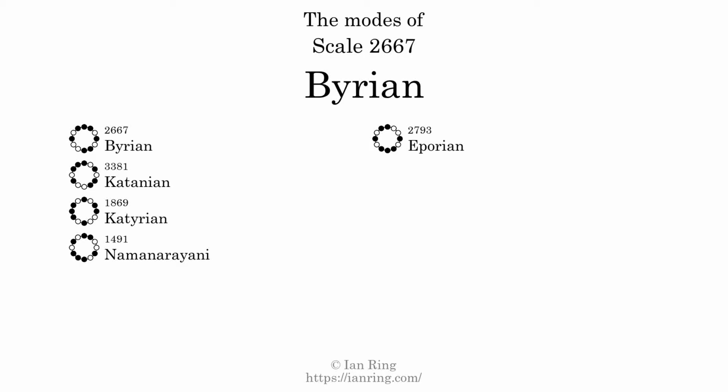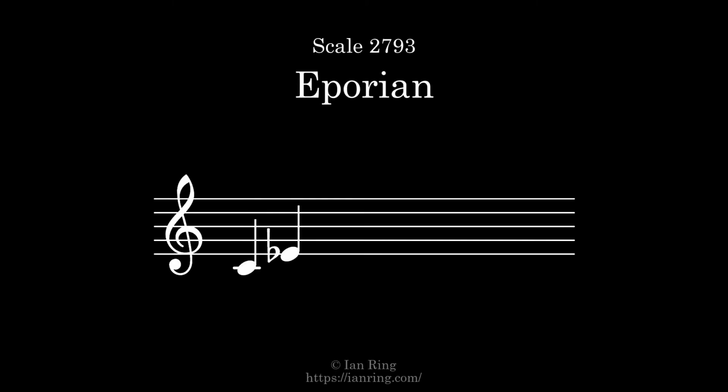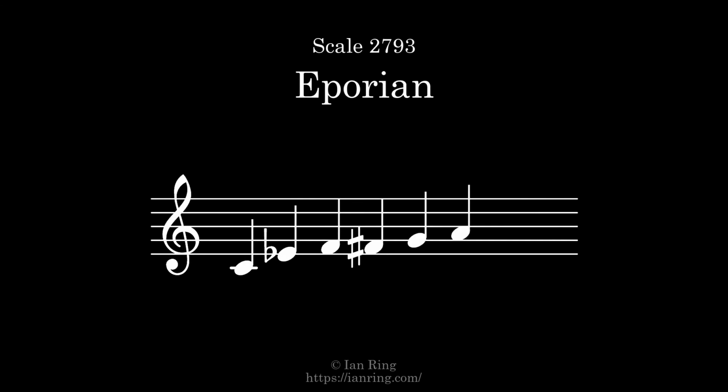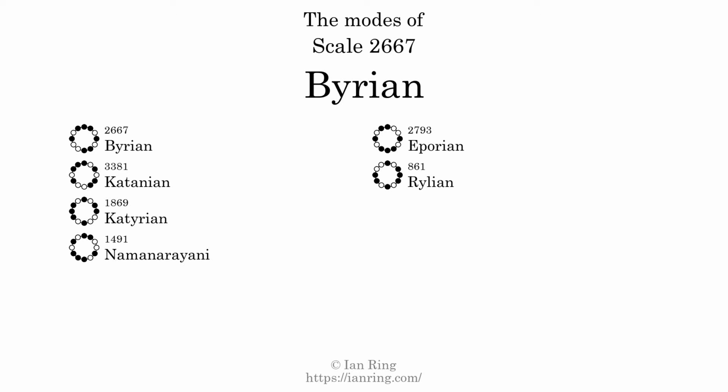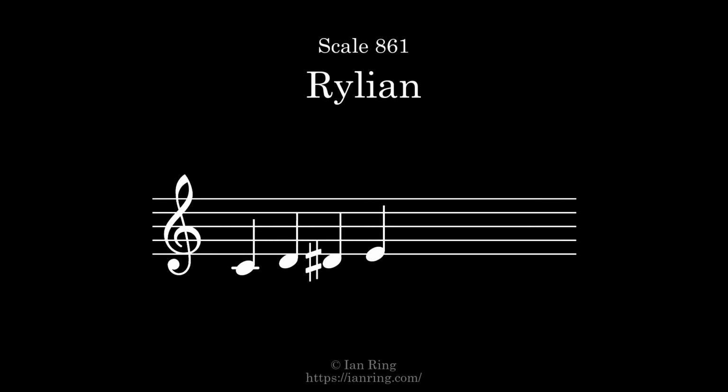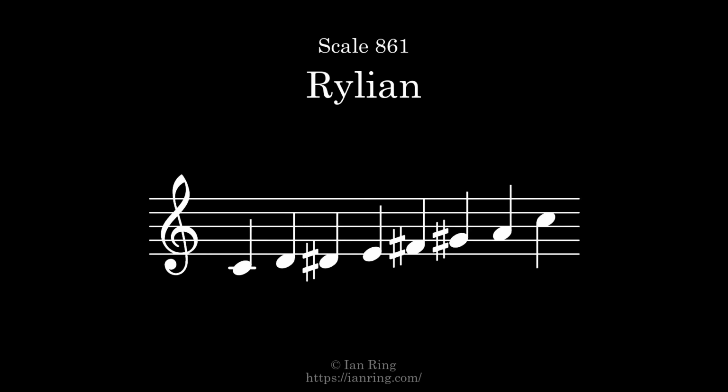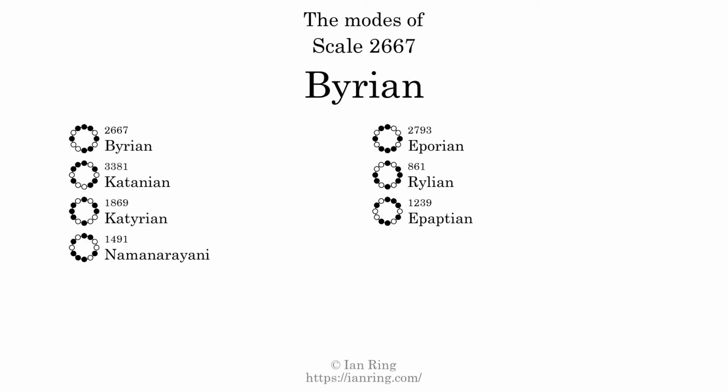The fifth mode is scale 2793, also known as Byrian. It sounds like this. The sixth mode is scale 861, also known as Byrian. It sounds like this. The seventh and last mode is scale 1239, also known as Apaption. It sounds like this.